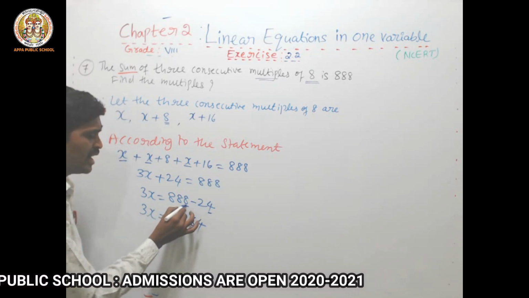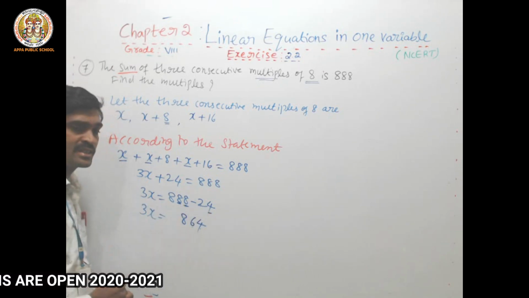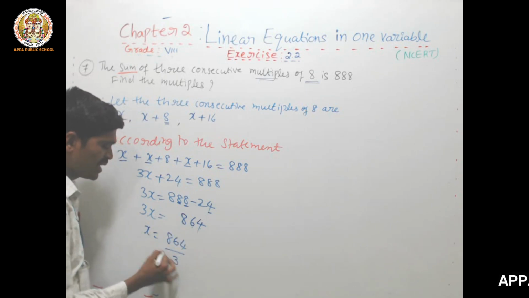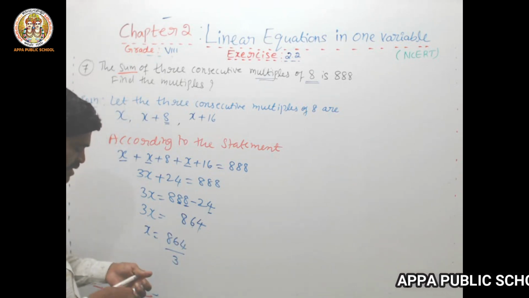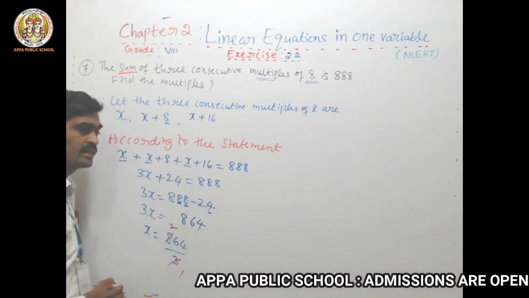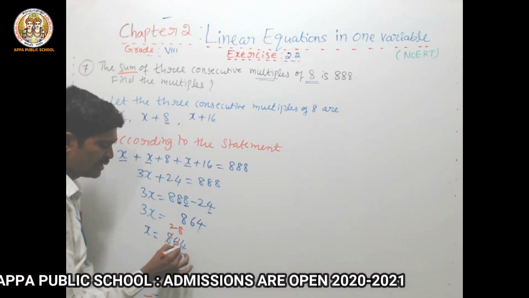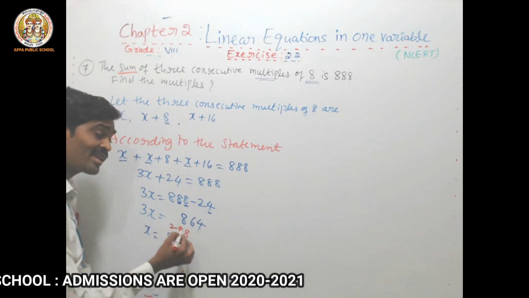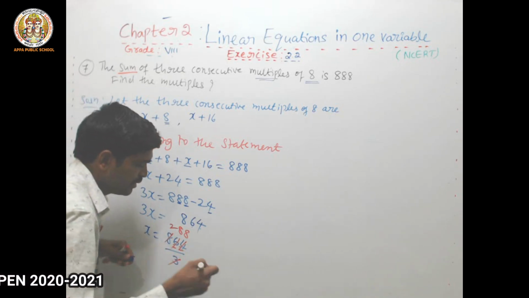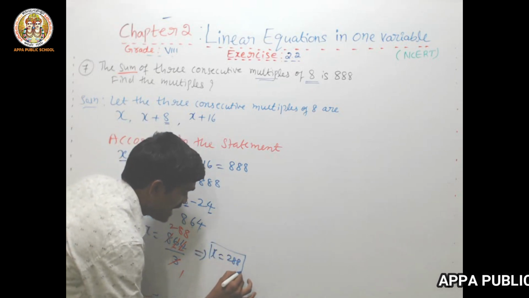Understood? I repeat, 8 minus 4, 4. 8 minus 2, 6. 8 keep as it is. x is equal to 864 divided by 3. See, my dear students, 3 1 is 3, 3 2 is 6. How much remaining? 2. 3 8 is 24. Again 2 remaining. Again 3 8 is 24. You will get directly here x is equal to 288. So can I write x is equal to 288? So here we get directly.